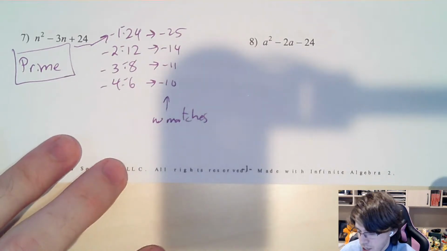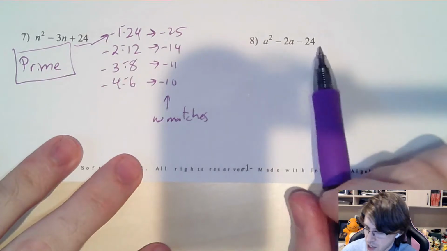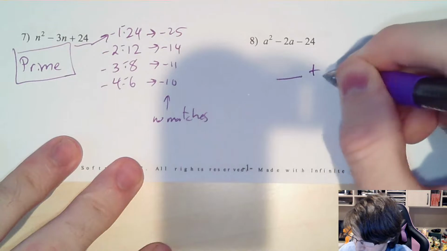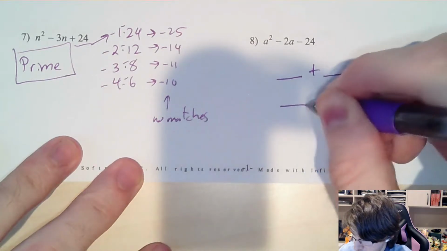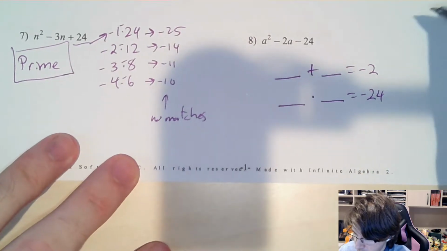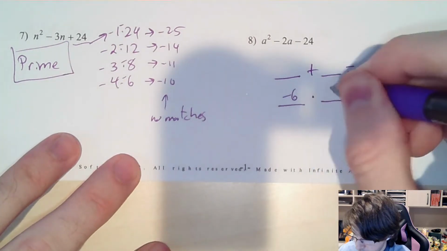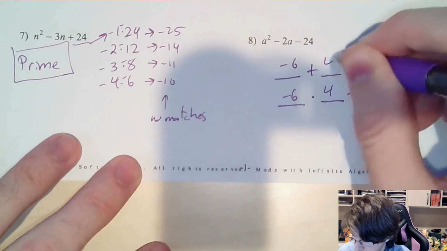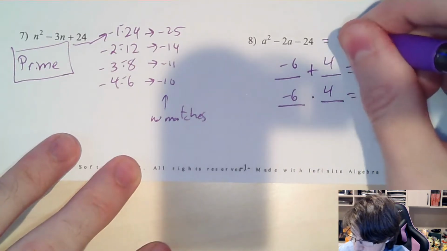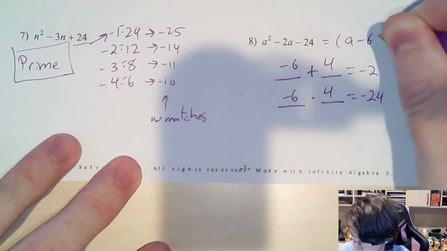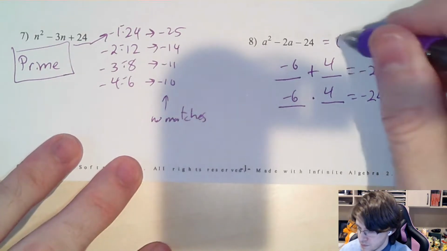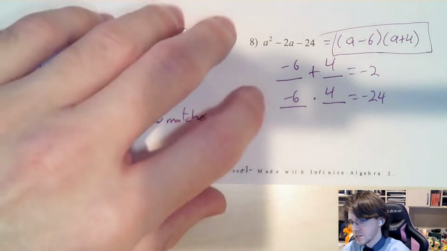Number 8 here, same ideas as before. What is multiplying up to this one, adding to that one? I'm just going to show that work one more time. Remember, we are adding to -2, and we are multiplying to -24. And if you think about it long enough, you might be able to just come up with -6 and 4 will end up working out, because -6 plus 4 is -2, -6 times 4 is -24. So we can just jump right to the answer, a minus 6 times a plus 4. Boom, boom, boom. Easy peasy. Let's move on to the next page.